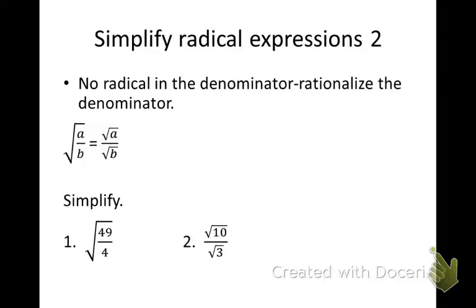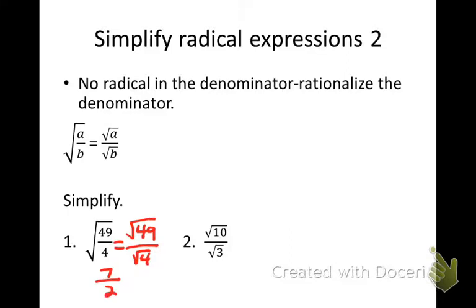So if you have the square root of a over b, that's equivalent to the square root of a over the square root of b. So in number 1, we can break this down into the square root of 49 over the square root of 4. Square root of 49 is 7, square root of 4 is 2, and then we're done. So that's a pretty easy one.